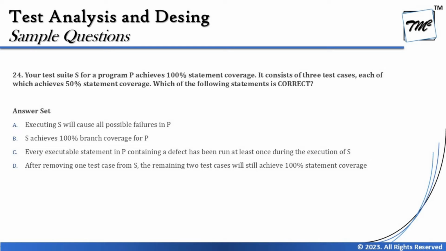Now, there are just simple notations here: the test suite is given the name S and the program is given as P. They're just trying to play around with your understanding of statement coverage, that no matter what number of test cases you have written, with these 3 test cases you are achieving 100% statement coverage. At the same time, they add a little more confusion by stating that each test covers 50%. So it's not that the 3 test cases together cover 150%. Remember, from some of the earlier questions, we told you that at any point this could achieve 100% code coverage itself.